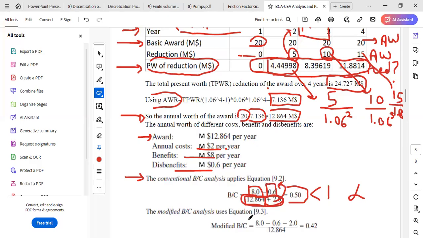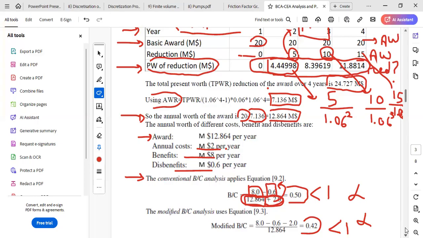So we do 8 minus 0.6 minus 2 over 12.864, and we also get a value smaller than 1. So as you can see, the way of calculating your ratio will not affect your conclusion. Any question on this before we continue?